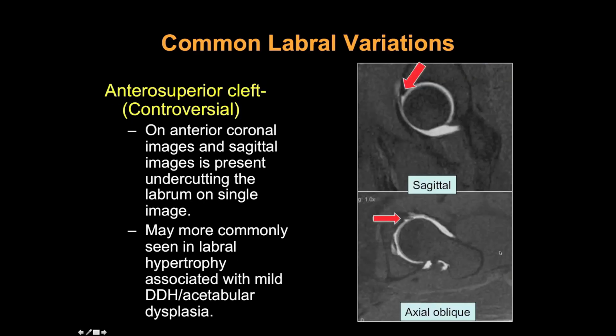The anterior superior cleft, which is controversial, on the lateral coronal images and sagittal images is present, undercutting the labrum on a single image. It is more commonly seen in labral hypertrophy associated with mild developmental hip dysplasia or acetabular dysplasia.